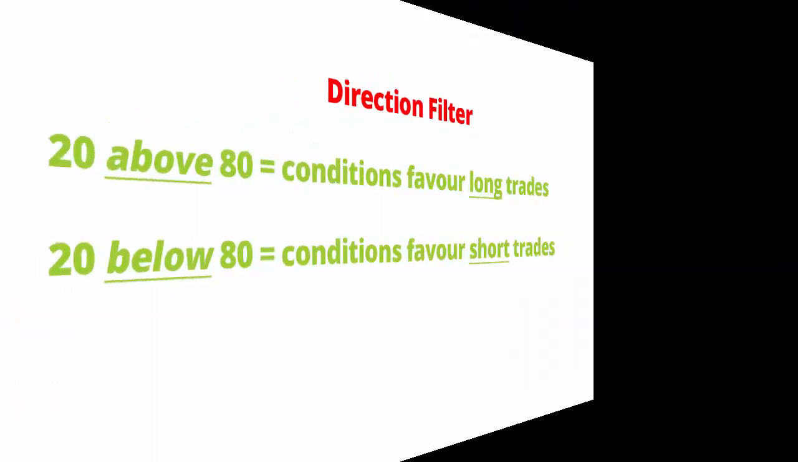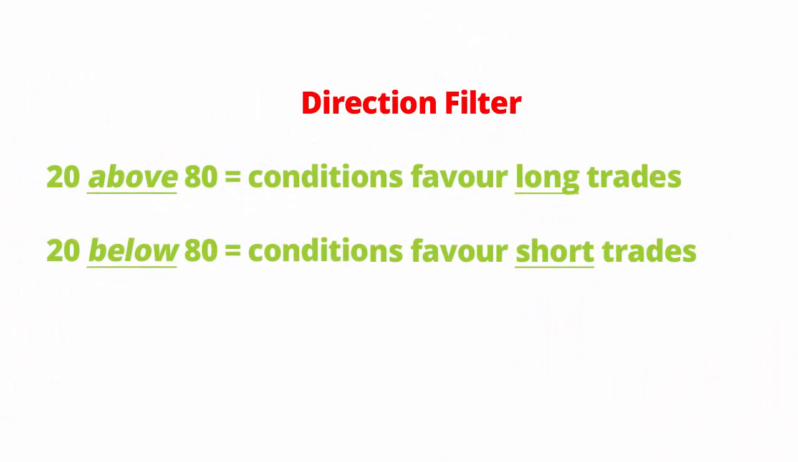Here's how it works. I use two simple moving averages consisting of a 20 period and an 80 period. The 20 period will represent the short term and the 80 will represent the long term. If the 20 simple moving average is above the 80 simple moving average, this tells me that recent price movement has been higher than its long-term average. This could be a sign that price is trending up. Therefore, it favors long trades.